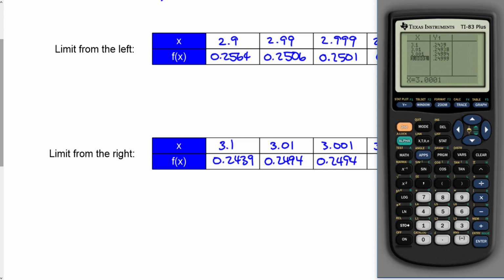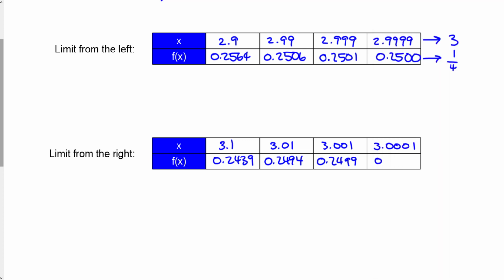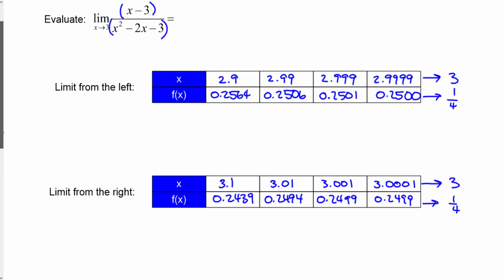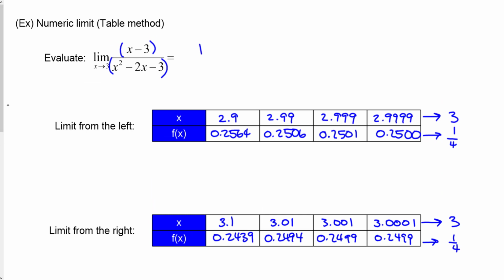All right, so 0.2499. And then the last one is 0.2499 again, with x values from the right approaching 3. The y values from the right are also approaching 0.25, which is 1/4. So the limit from the left and the limit from the right agree with one another, and therefore the limit is 1/4.